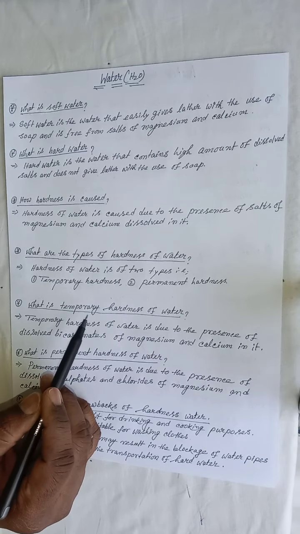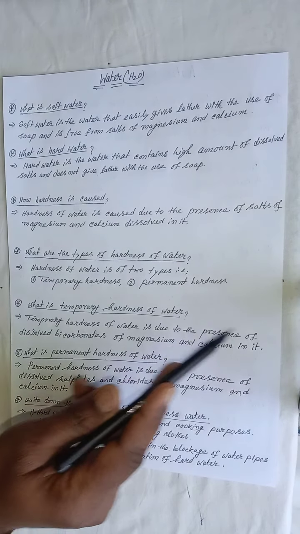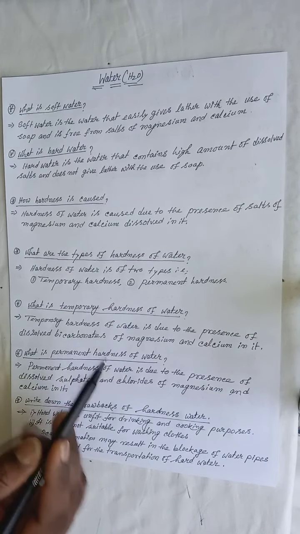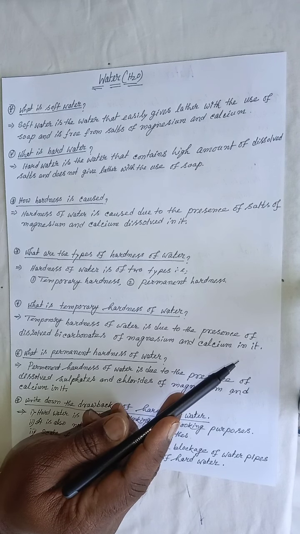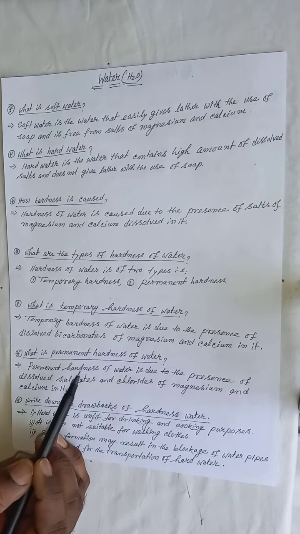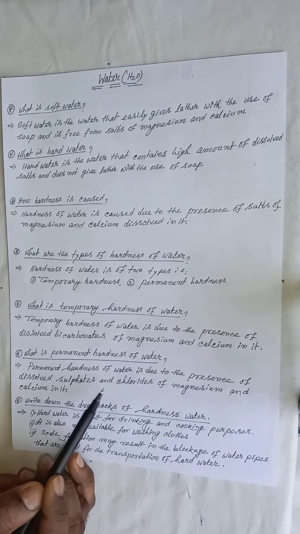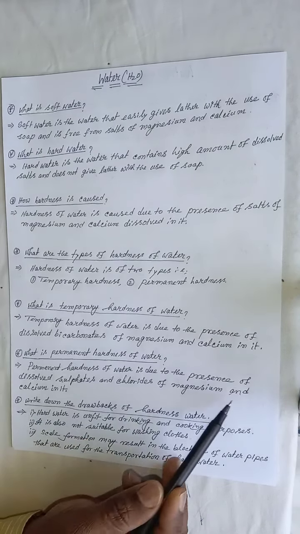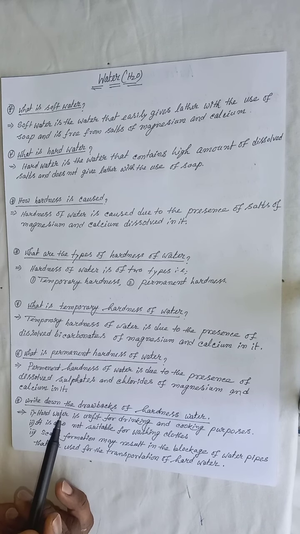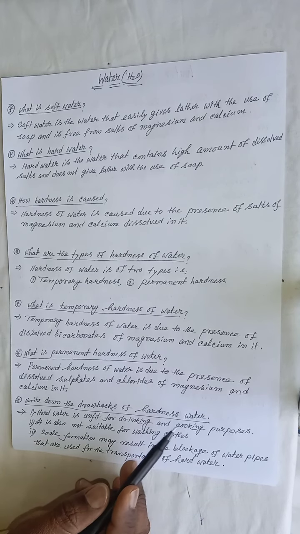What is the temporary hardness of water? The temporary hardness of water is due to the presence of dissolved bicarbonates of magnesium and calcium in it. What is the permanent hardness of water? The permanent hardness of water is due to the presence of dissolved sulfates and chlorides of magnesium and calcium in it.